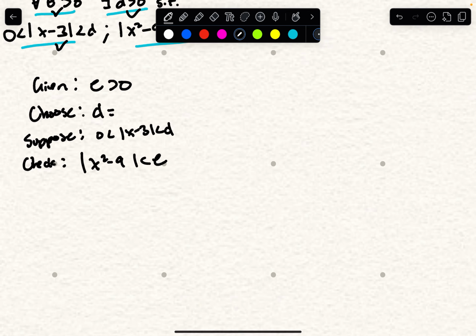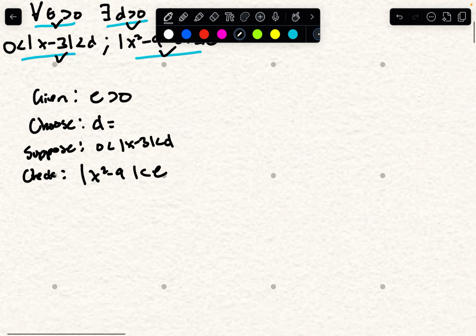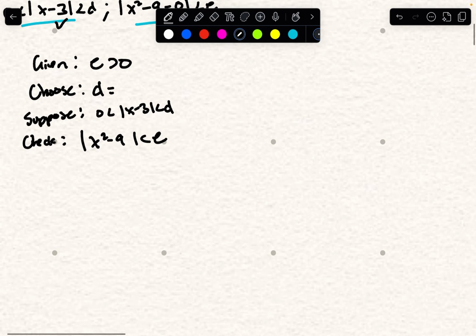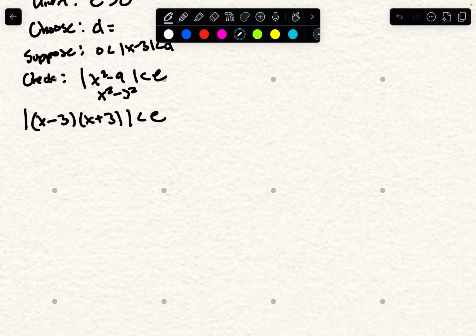So now you wrote everything down, right? And this is not finished yet. So the way you prove it, you still need to find what delta is. The way you do that is you spread it out. So the absolute value of x squared minus 3 squared, that's what it is, right? And that can turn into the absolute value of x minus 3 times x plus 3 less than epsilon. So that's what it is right now.